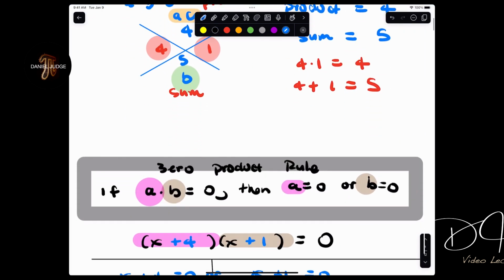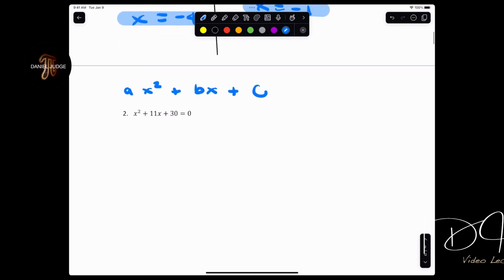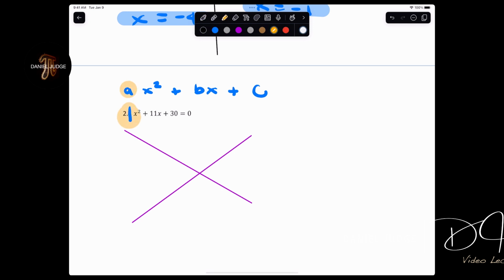Okay, this is really the first demonstration. Now let's go into a little bit more detail. Okay, we're going to get out that crisscross method. I usually do my algebra in purple, as you guys know. And lately I've been using the orange. This is the a value. This is the c value, right?